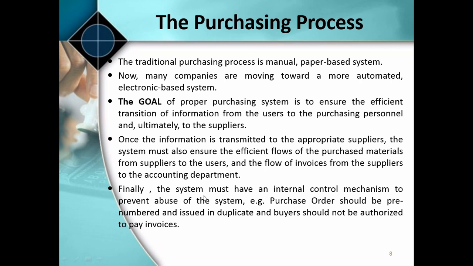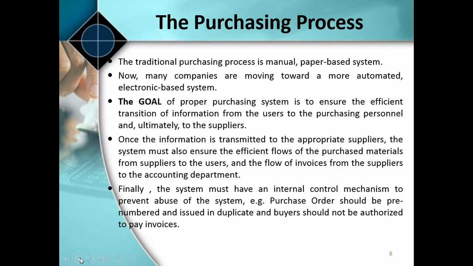Okay, so dia kata finally the system must have an internal control mechanism to prevent abuse of the system. For example, purchase orders should be pre-numbered and issued in duplicate, and buyers should not be authorized to pay invoices. Ni adalah kind of process dalam purchase, which is akan ada purchase order. Bila ada purchase order kita akan bagi duplicate kepada supplier and then buyer. Bila kita membeli secara manual pun kita ada receipt, kopi untuk supplier, kopi untuk customer kan. Tu adalah kind of process of purchasing.